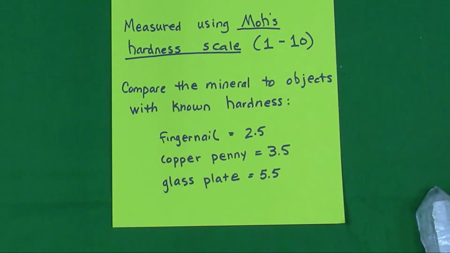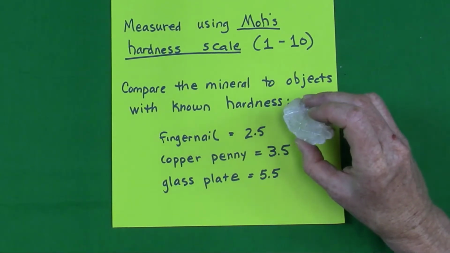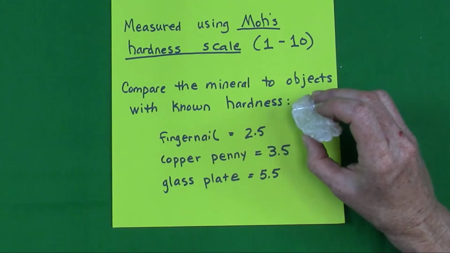So most of the time when we do a hardness test in a classroom setting, we can never determine exactly how hard the mineral is. We can just determine a range of hardness. For example, this mineral is harder than 5.5, and this mineral has a hardness that is less than 2.5.